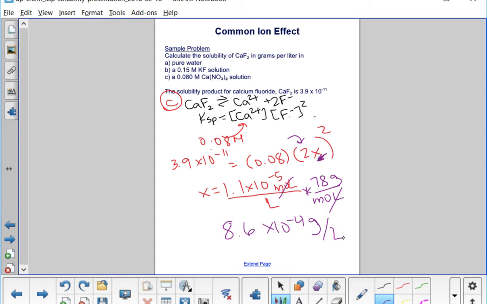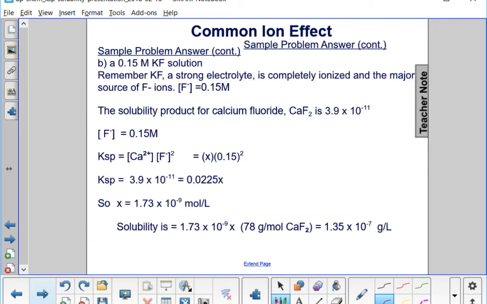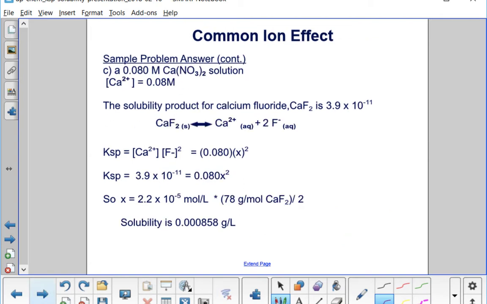All right, so I'm going to just go through the next 3 slides that show you a worked out solution for parts A, B, and C, in case you missed anything that we wrote down. So here's your solution for part A. We said the solubility was 0.0167 grams per liter. Your solution for part B, 1.35 times 10 to the minus 7 grams per liter. And part C, 8.6 times 10 to the minus 4 grams per liter.